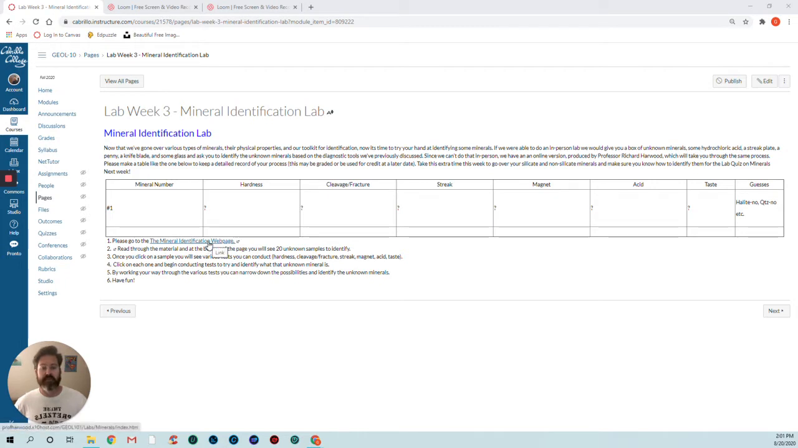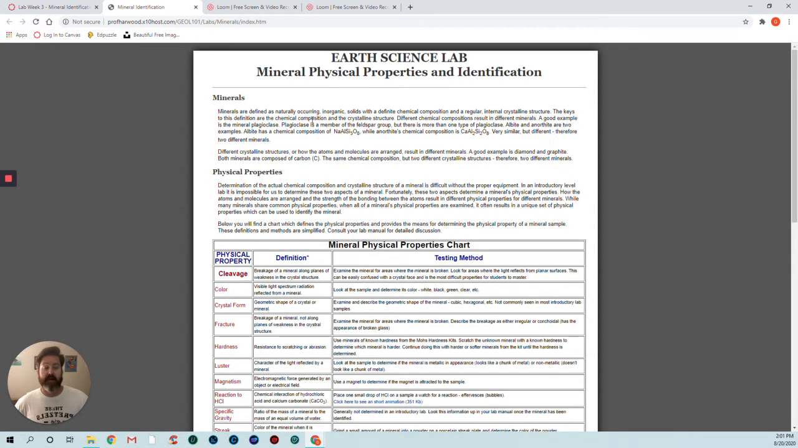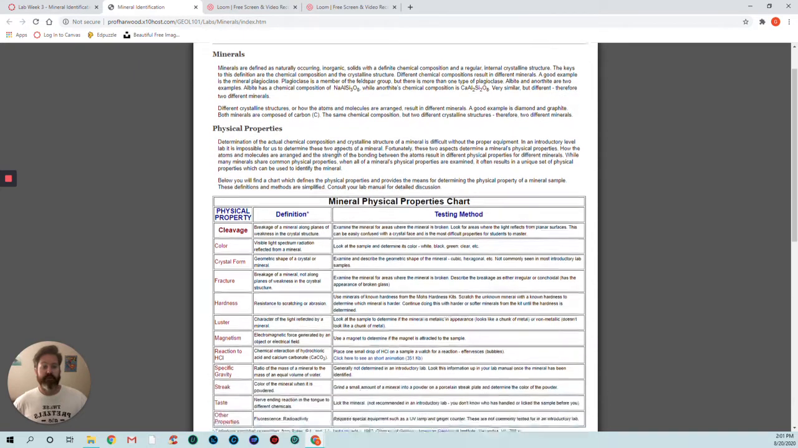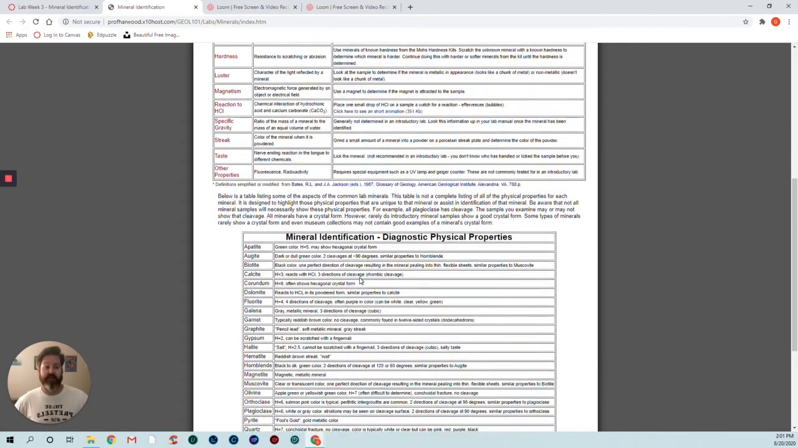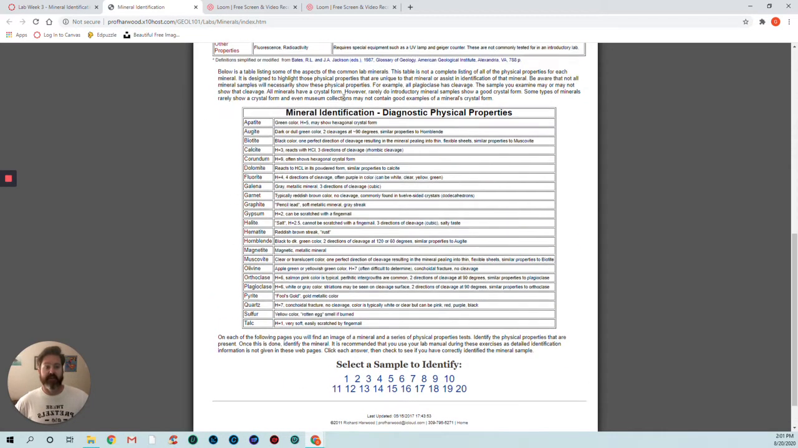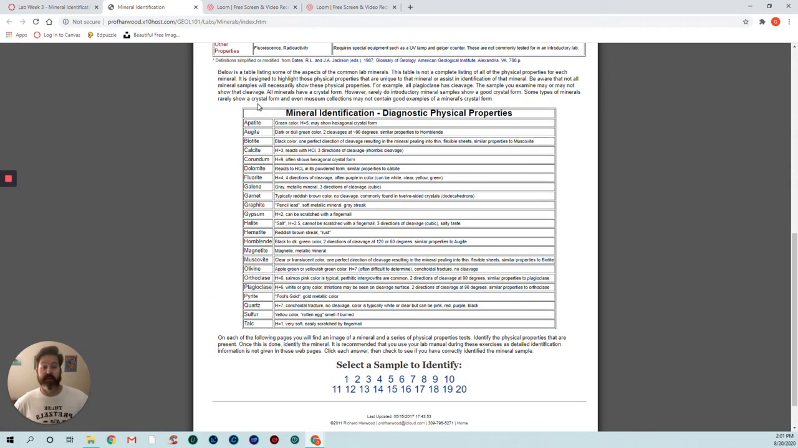So what we have instead of that, we've got a link right here, this mineral identification webpage. It'll open up a new window and it'll take you here. You can read through this. It talks about physical properties. It lists the physical properties. We've got the minerals in our option bank, I guess you could say, right here.